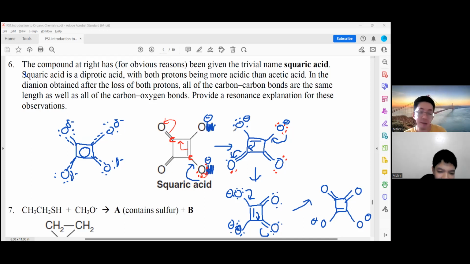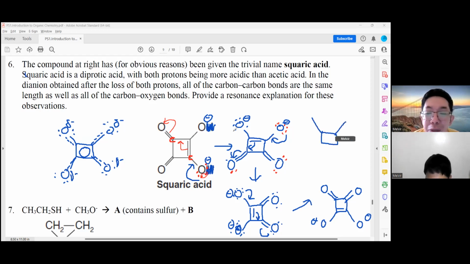Because it's a square. No, yung logic. I will not accept that answer. Squaric acid is not called a square acid because it's a square. I will not accept that answer. Sige, give me a more logical explanation for that.